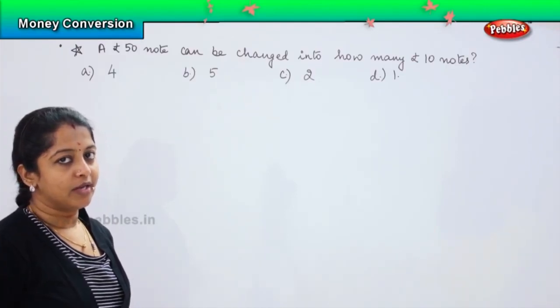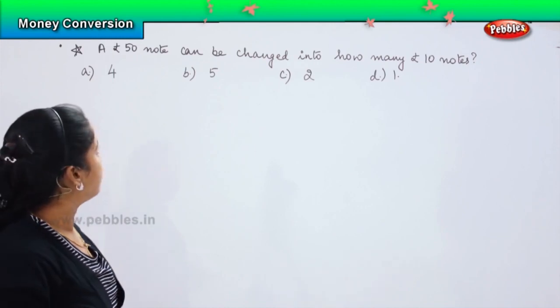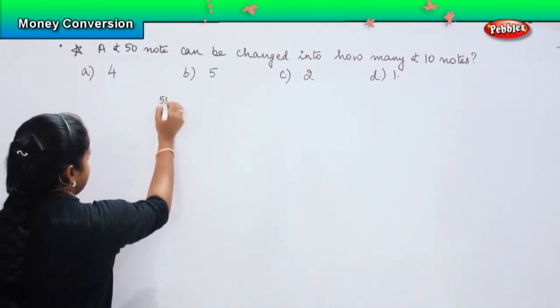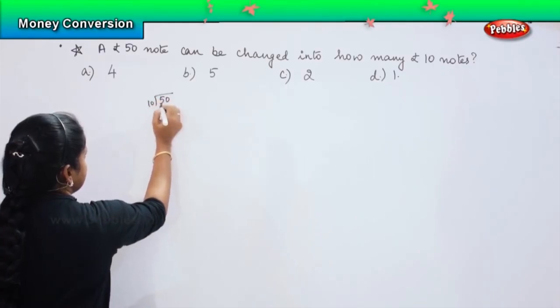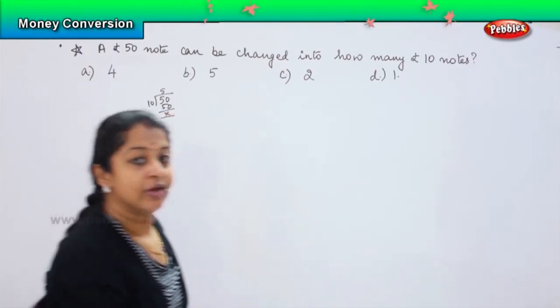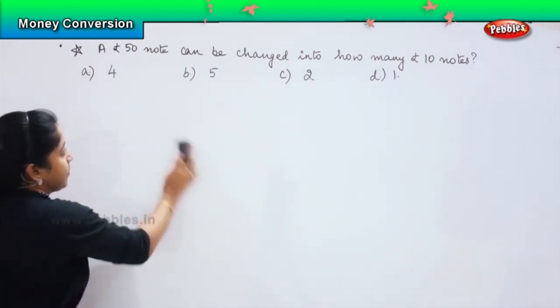So what am I going to do here? Which operation are we going to follow? Very good. We need to follow the division, right? So we will be dividing 50 divided by 10. So 10 5s are 50. So which means that I have to carry 5 10 rupee notes in order to make the value as 50.